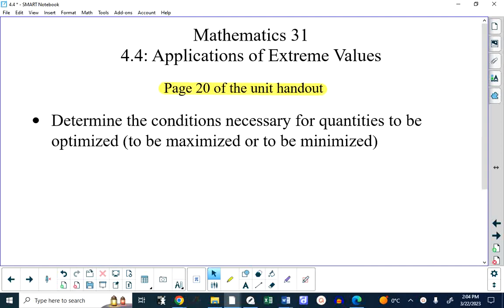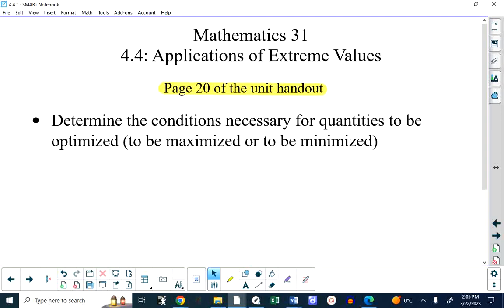Most of the problems we do today are going to in fact be problems that you could have done in Math 20 by creating a quadratic function and then completing the square to determine where the vertex is, because the vertex of a quadratic function tells you where the maximum is if the parabola opens down, tells you where the minimum is if the parabola opens up. However, even though most of what we do today is about parabolas, it's not always going to be that way, all right? So the idea here is we're trying to determine conditions necessary for things to be optimized.